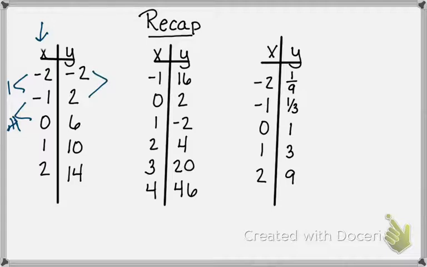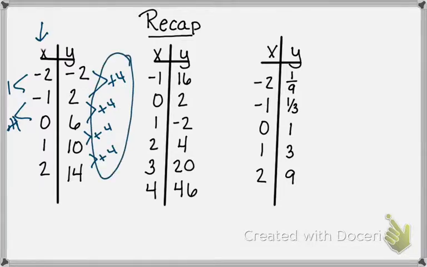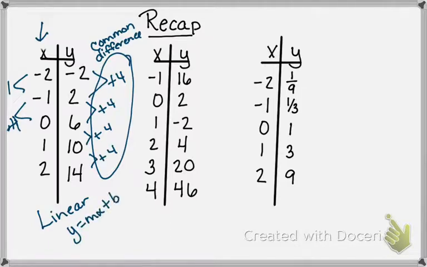If we look here, negative 2 to 2, how do we get there? Well, we add 4. 2 to 6, we add 4. Add 4. Add 4. This is called a common difference. It's how it differs from each one. And when we see this, when it's a constant, we know that this is linear. And in our case here, our common difference would be 4. So this would give us our y equals mx plus b format.